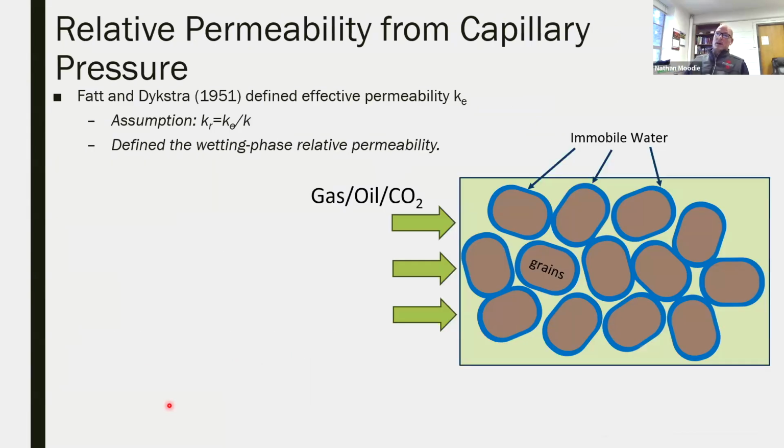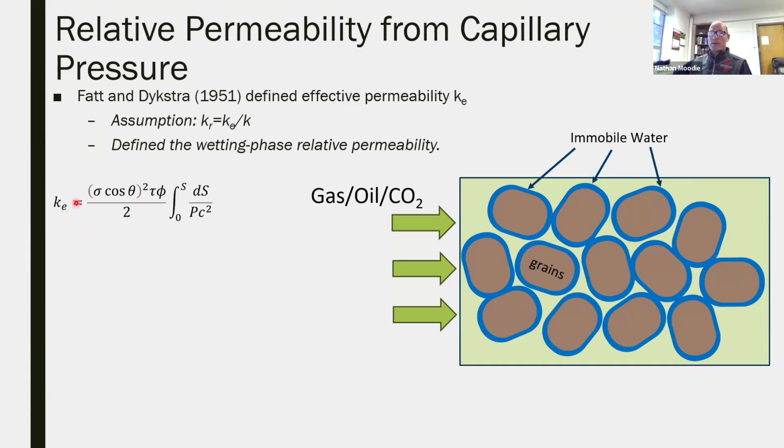Then in the 50s, a couple of groups actually, we'll focus on what Fatt and Dykstra did, developed a way to actually calculate your relative permeability. And so they did that from the idea that if you have a sample that's saturated with water, say, and you flow a second fluid through there, you're always going to leave immobile water coating the grains. And this fluid will only impact part of the pore network or fill part of the pore network. And so that would be your effective permeability of this second fluid phase that flowed through there.